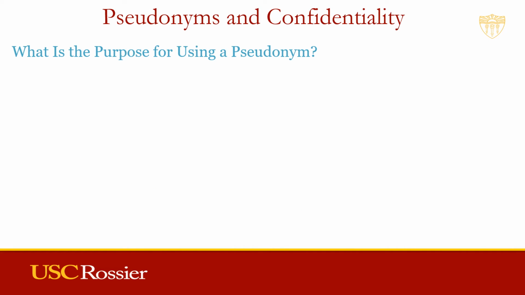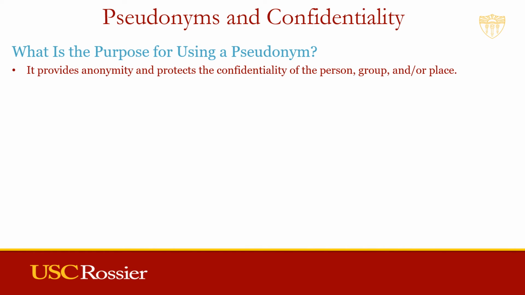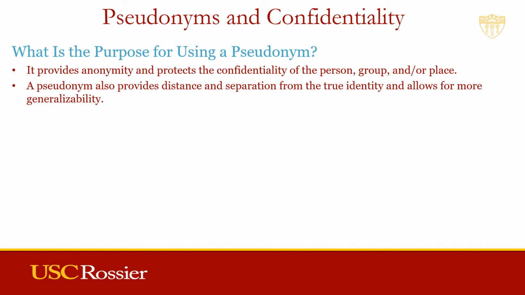Pseudonym usage seems like it should be easy and with a clear purpose. The main reason is to provide anonymity and to protect the confidentiality of the person, group, and/or place you are researching. Use of pseudonyms can also provide distance and separation that allows for easier generalizability because the reader is not biased by any connections or beliefs about the real person, place, and/or organization. Still though, pseudonyms can be tricky.